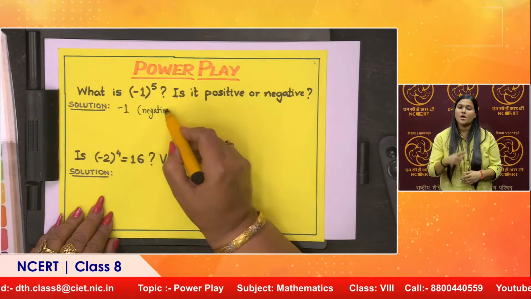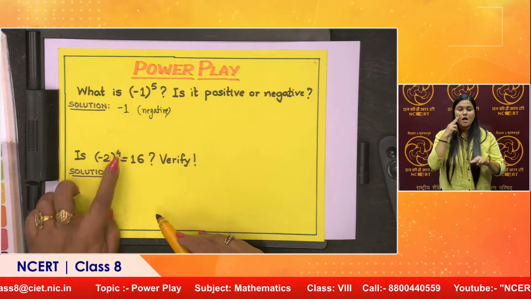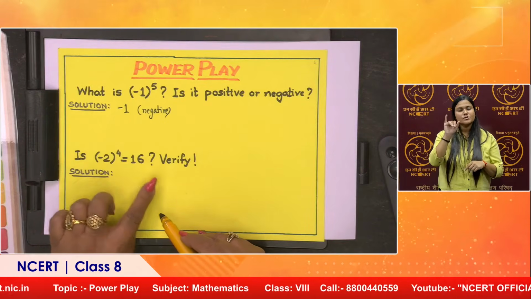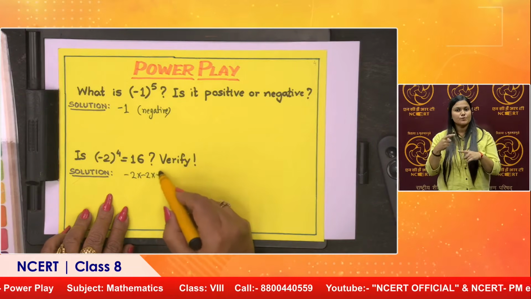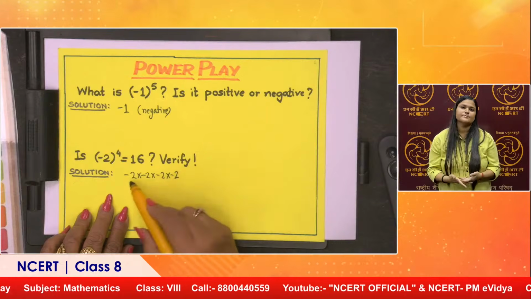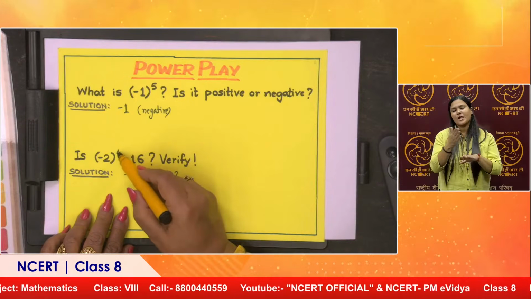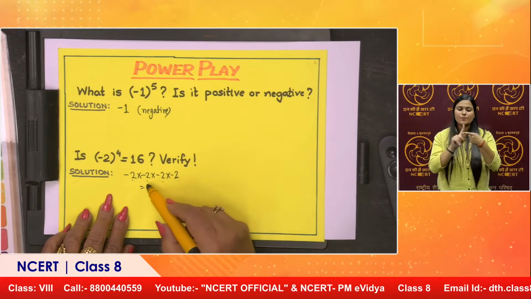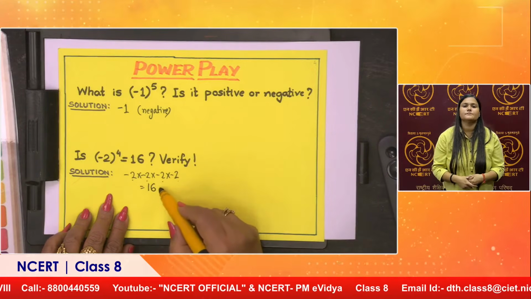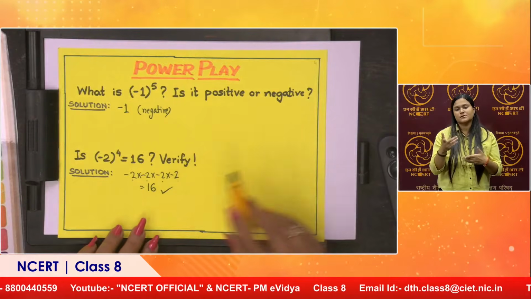Agreed? And is minus 2 to the power 4 equal to 16? You have to verify. How will you verify? Minus 2 into minus 2 into minus 2 into minus 2. As I told you, it's an even number, so the answer will be positive. 2 into 2 is 4, 4 into 2 is 8, 8 into 2 is 16. So, 16 with a plus sign is going to be the answer. I hope it is clear.